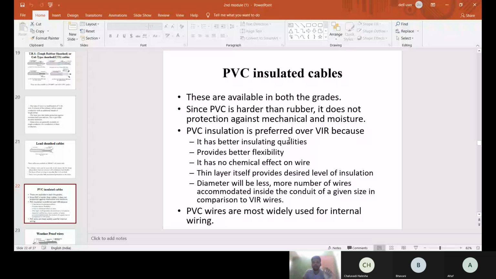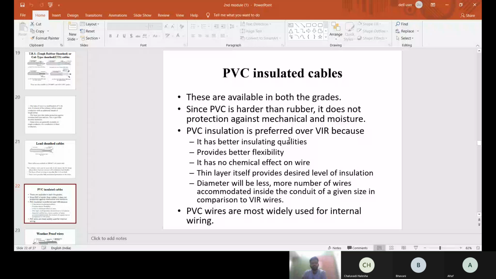A thin layer itself provides the desired level of insulation, and the diameter will be less when compared to rubber. The PVC wires we are using here have a smaller diameter and can be accommodated inside a conduit of a given size in comparison with VIR wires. And PVC wires are most widely used for internal wiring purposes. This is the main thing. For internal wiring, that is inside conduits, inside concealed type conduits, these PVC wires are used.